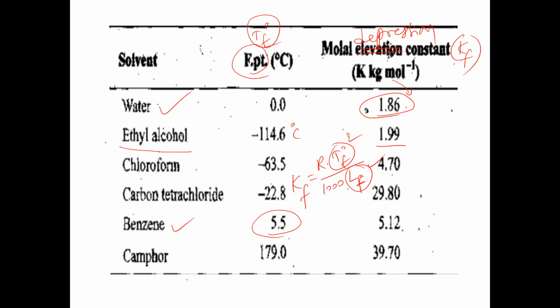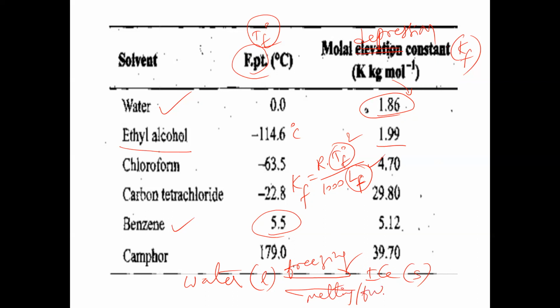Suppose you take water. The liquid water changes to solid ice, and the ice also changes into liquid water. Ice is solid here. The conversion of liquid water into ice is called freezing. And ice into water is called melting. This melting is also called fusion. Fusion or melting, both are the same.